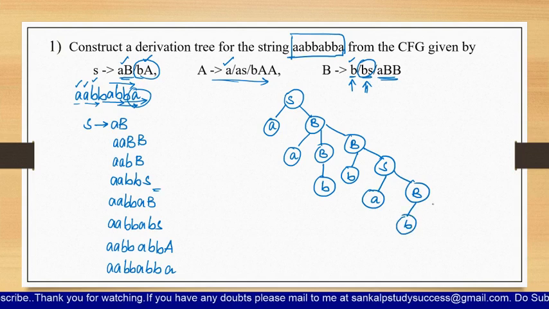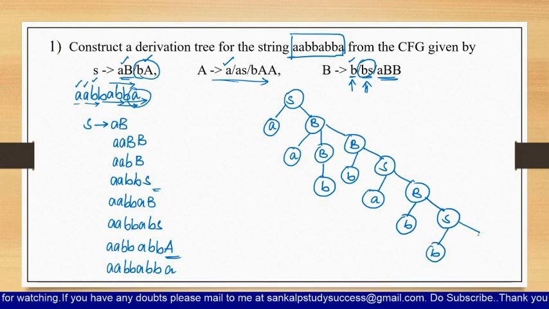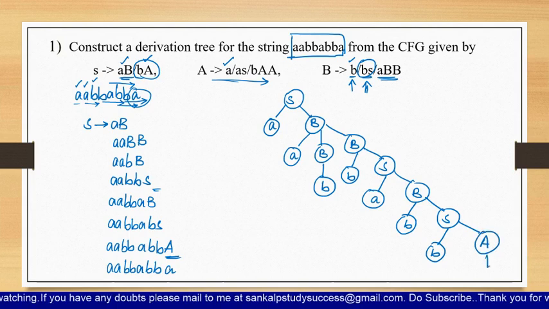And then again in the place of capital B we have substituted BS. So it is small b and capital S. Then in the place of S we have substituted BA. So it is small b and capital A, and in the place of A you have substituted small a finally, and we are ending up over here.